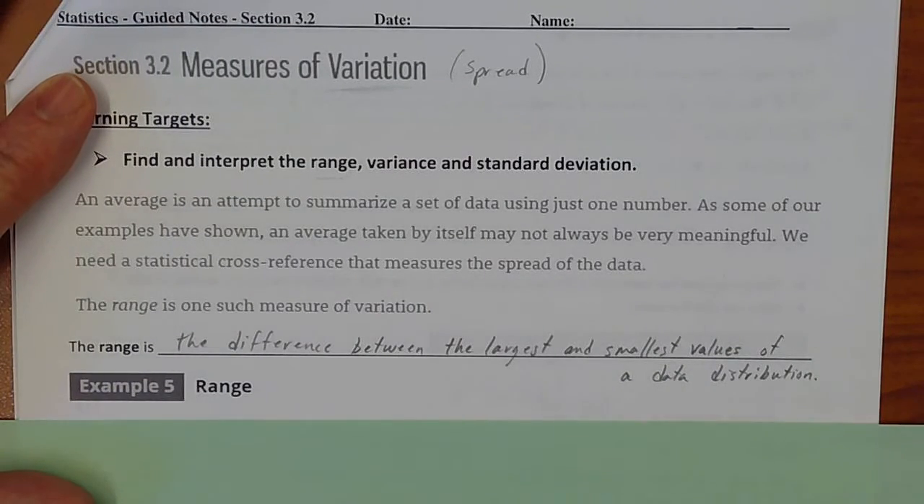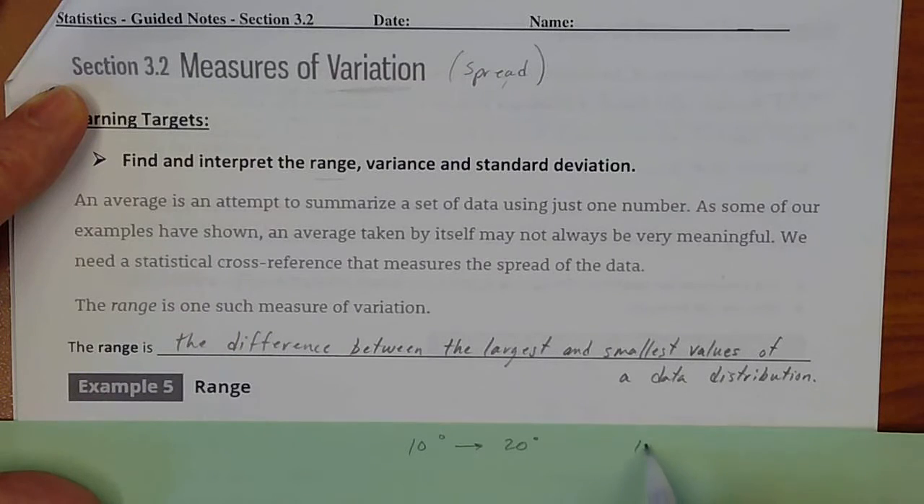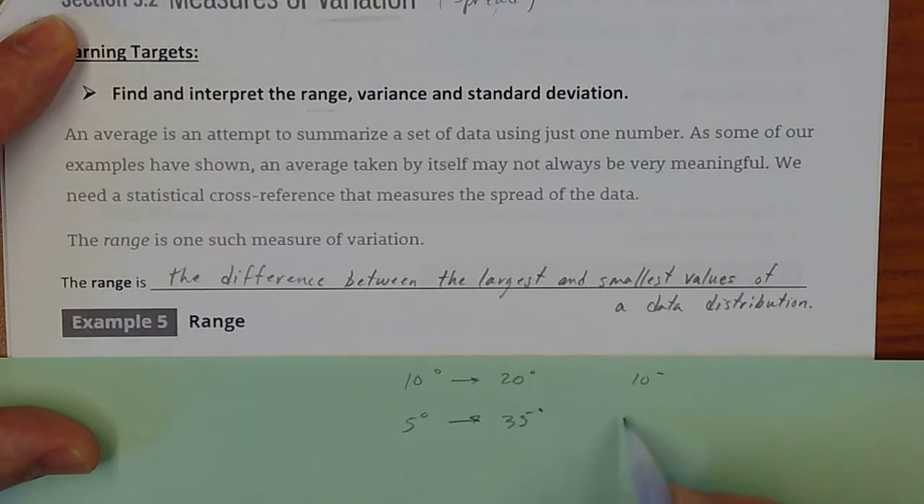And that's a measure of spread. Okay? How spread out is the data? Did the temperature today range from a low of 10 degrees to a high of 20? That would have a range of 10 degrees. Or did it go from 5 degrees all the way up to 35 degrees? That would be a range of 30, right? That's a measure of spread. Okay?